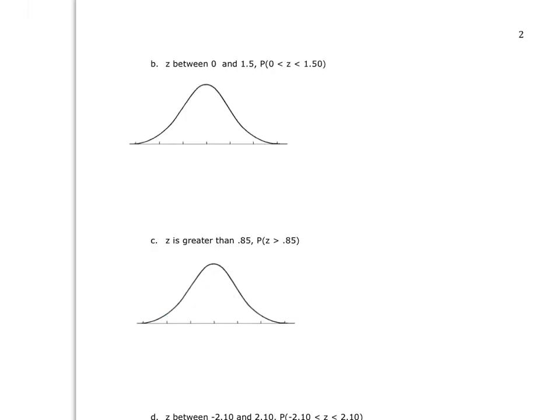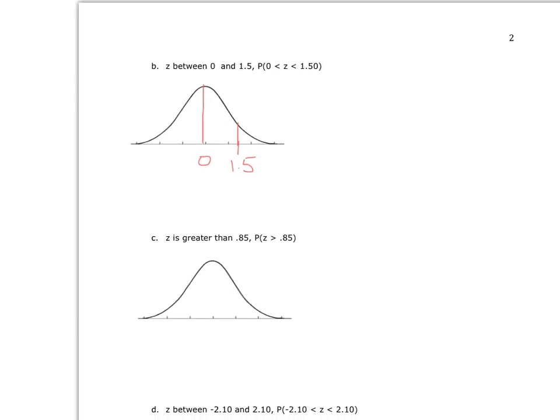Okay, let's look at this one. Now we're looking for the probability that z is between 0 and 1.5. So in probability notation, we have that there. So there's the 0, and the 1.5 is right there. This time we're not going all the way to the left. We're just going between 0 and 1.5. So that's the area that we're looking for.